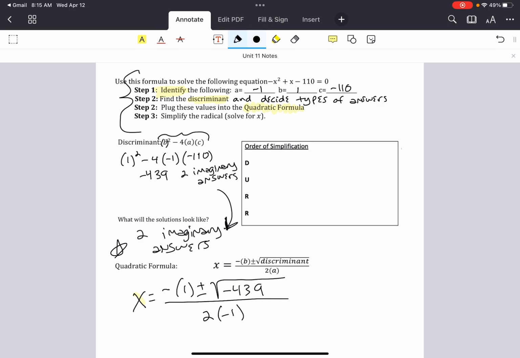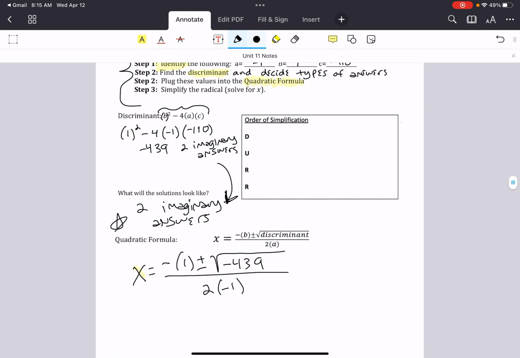What's the first thing I should take out of that square root? The negative. Make it an I. Okay. So x equals negative 1, because I'm giving the negative in the parentheses, plus or minus I square root 439. How does 2 times negative 1 on the bottom of that fraction simplify? Yep, perfect.